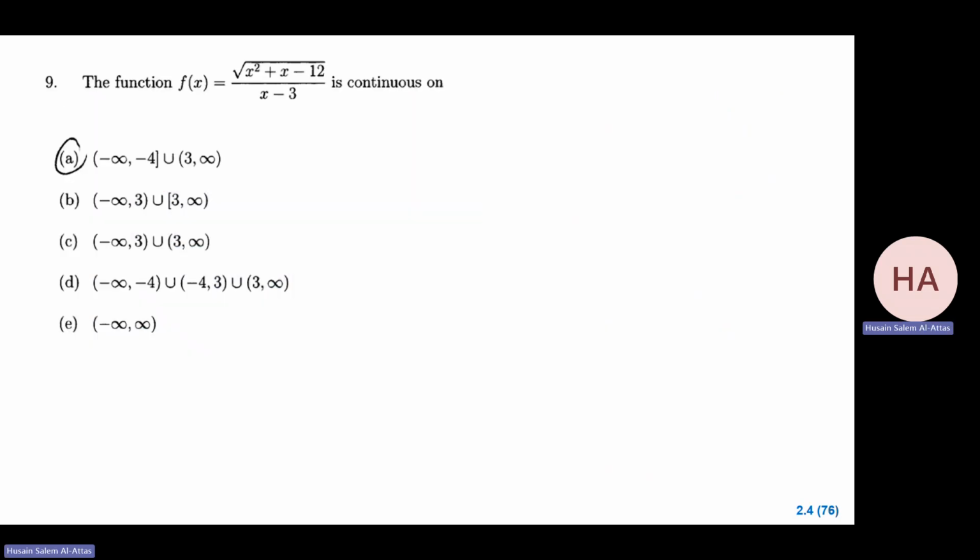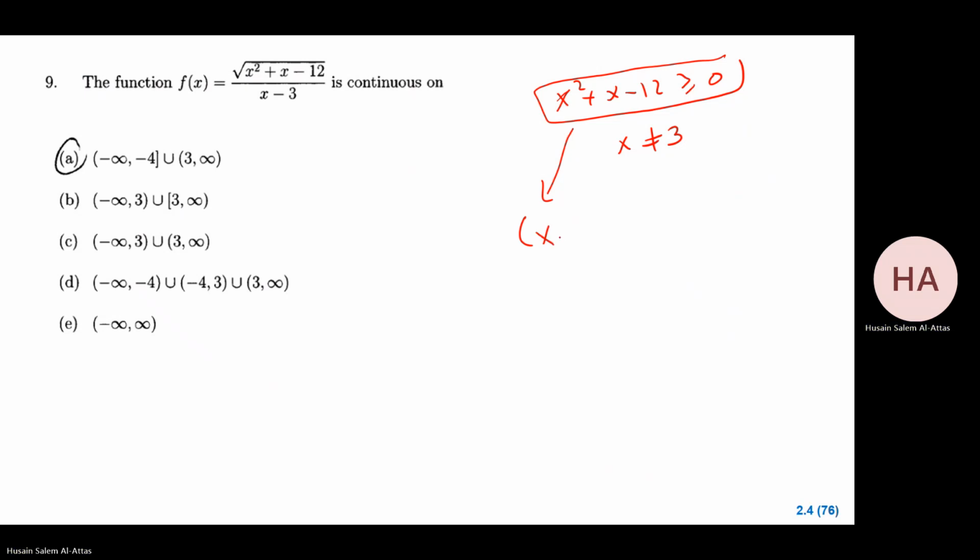So this function is continuous where? So I need this to be greater than or equal to 0, and x not equal to 3. So I need to solve this inequality. Yeah, I need to do it. X plus 4 times x minus 3 greater than or equal to 0. So we'll do it like this, minus 4 and 3. It's just an inequality. We'll just solve it.